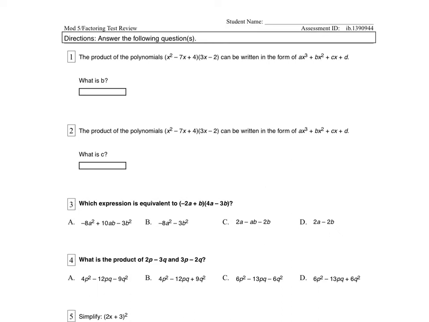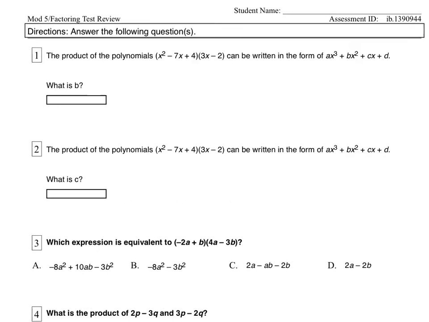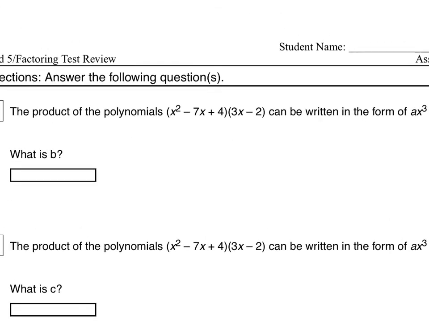Alright, so the first two are asking us to distribute and multiply, but they're also asking a separate question that we need to pay attention to. A lot of students get this one wrong because they don't pay attention to the specifics of the problem. So the first thing we want to do is distribute and multiply this out.